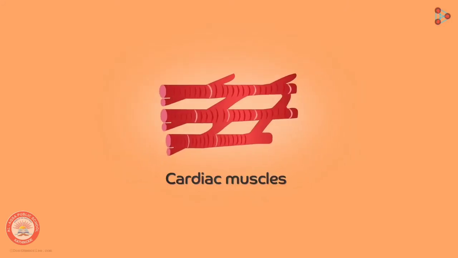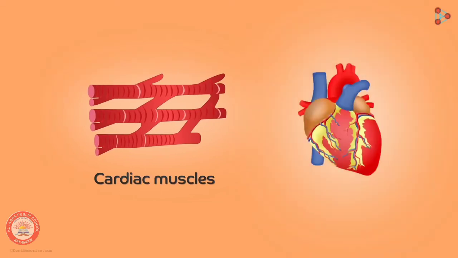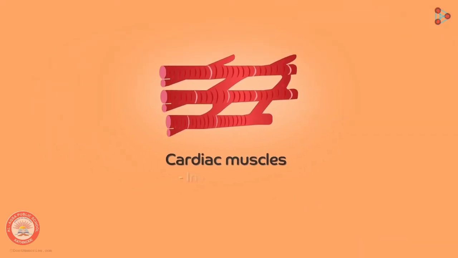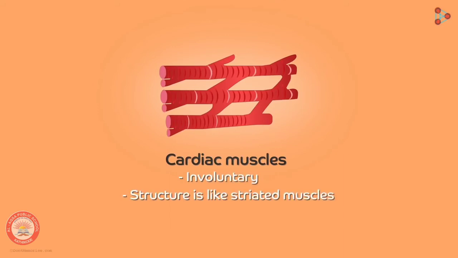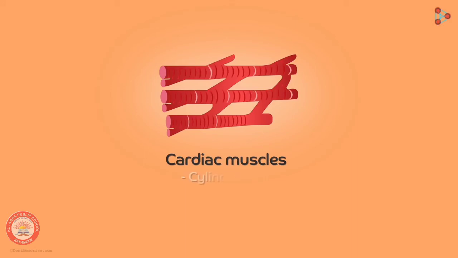The next type of muscles is the cardiac muscles. They are found in the heart. These muscles are responsible for the rhythmic contraction and relaxation of the heart. The working of our heart is because of these cardiac muscles. The cardiac muscles are involuntary in action. Their structure is like striated muscles. They are cylindrical, branched, and uninucleated in structure.